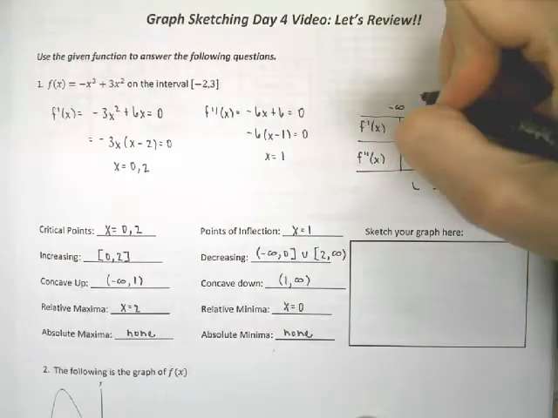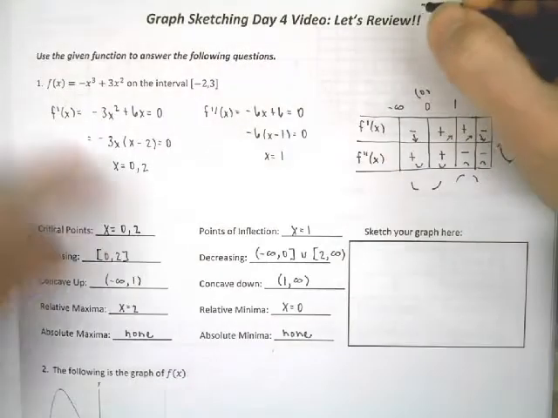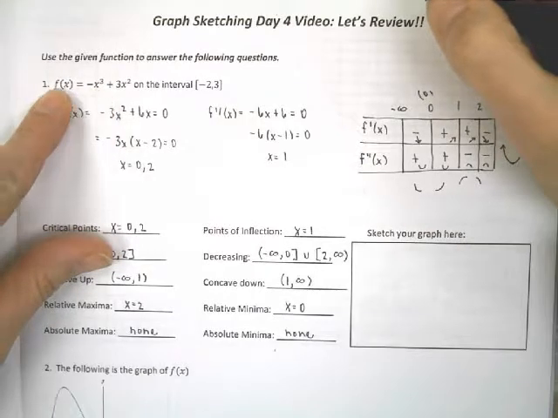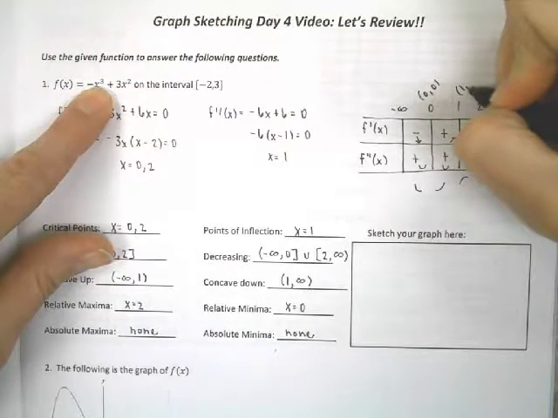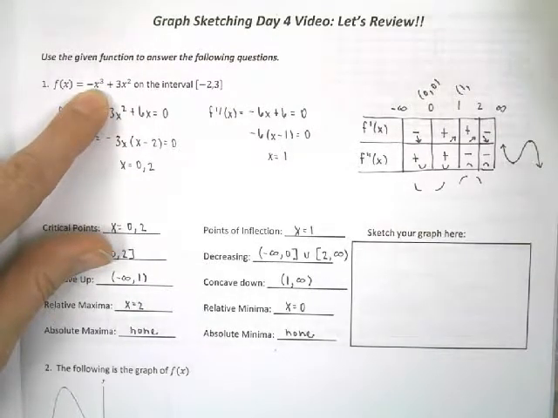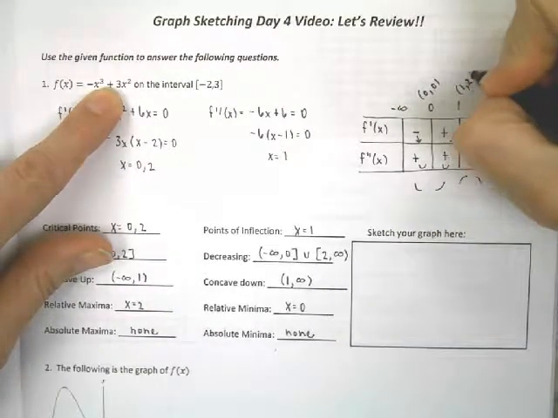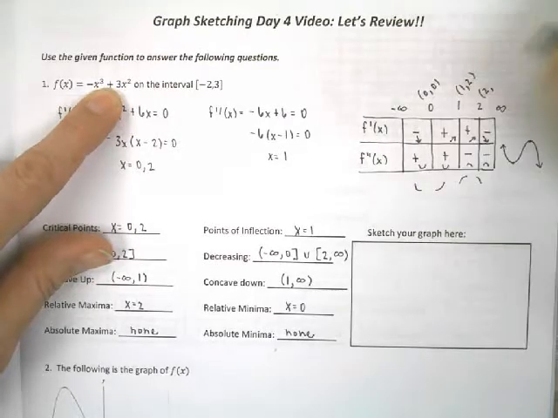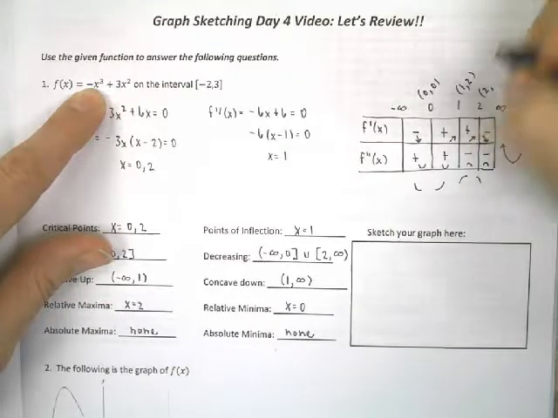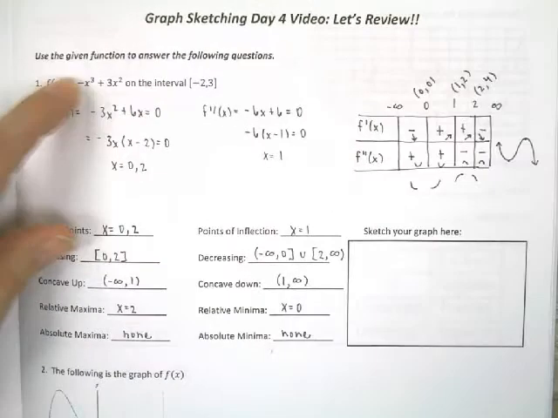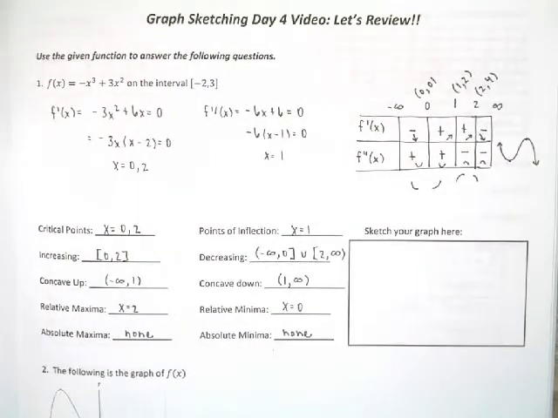All right, let's go get some y values here so we can plot some points. If I plug in 0 to my original function, I get 0. For 1, let's see, I have a negative 1 plus 3, should give me 2. And then at 2, I have a negative 8 plus 12, looks like 4. Hopefully I did that right.